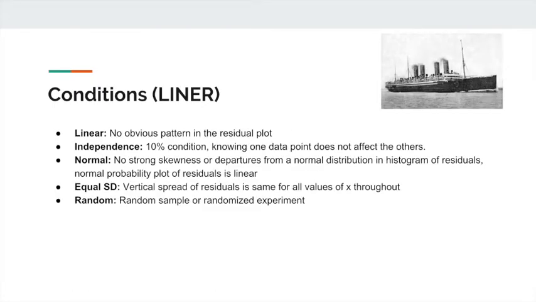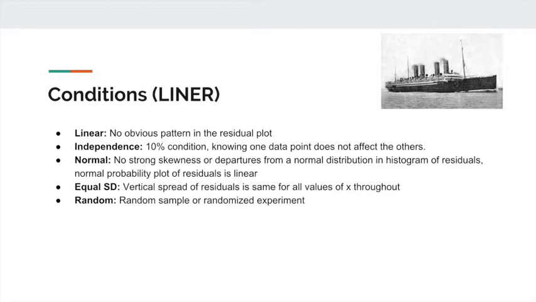The 5 conditions can be remembered using the LINER acronym, which stands for linear, independent, normal, equal standard deviation, and random. The linear condition is checked by making sure there is no obvious pattern in the residual plot. The independence condition is checked using the 10% condition, meaning the sample size must be less than or equal to 10% of the population size. Also, we must be able to assume that knowing one data point does not affect the others.